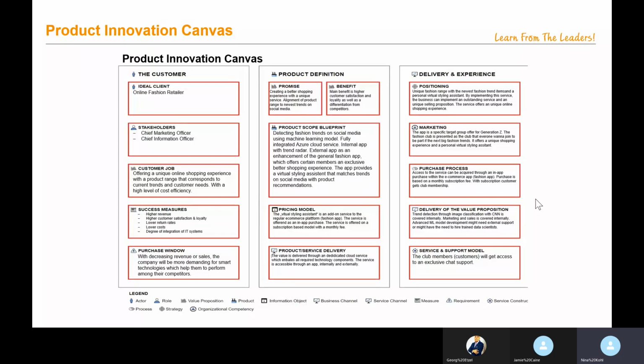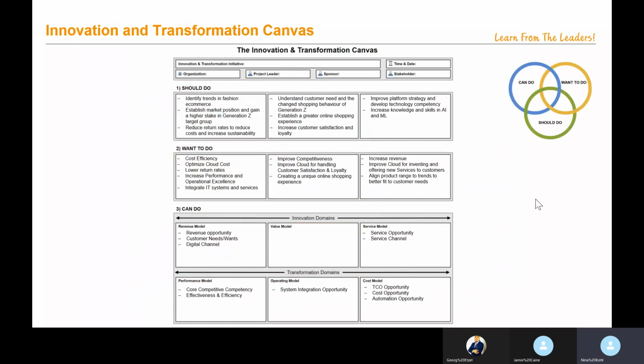So let's have a look at the next artifact, the innovation and transformation canvas. We understood what we should do and what we want to do. What we now can do is that you not only have transformation domains and can enhance your digital transformation by optimizing your performance, operating and cost model, but you can also drive innovation by enhancing your revenue model, because you have a revenue opportunity. You identify better customer needs and wants and have a new digital channel, and also enhance your service model by having a service opportunity and creating a new service channel.